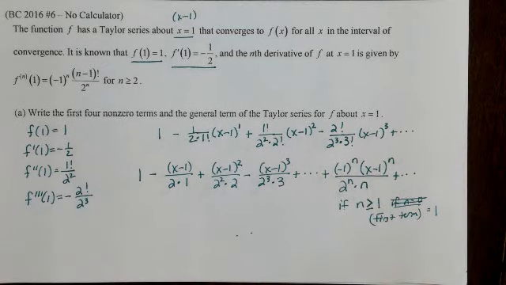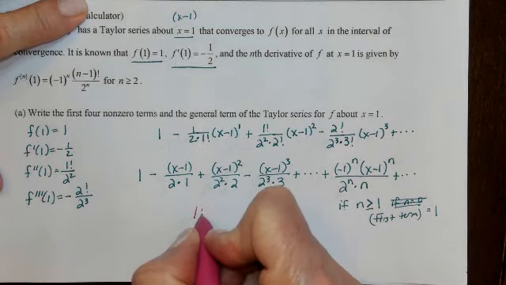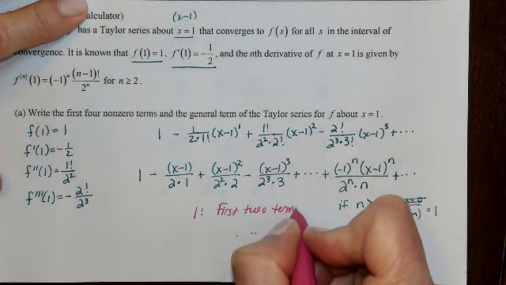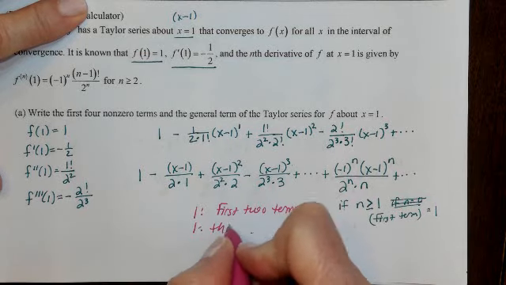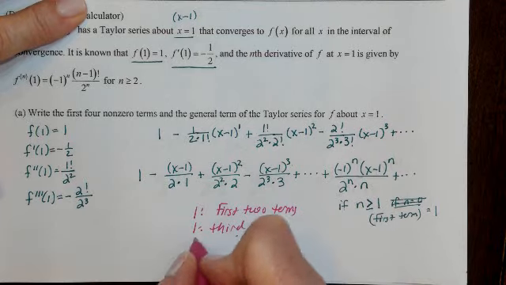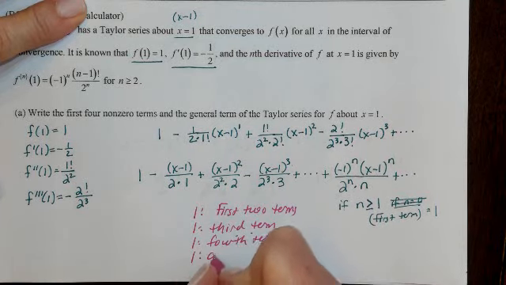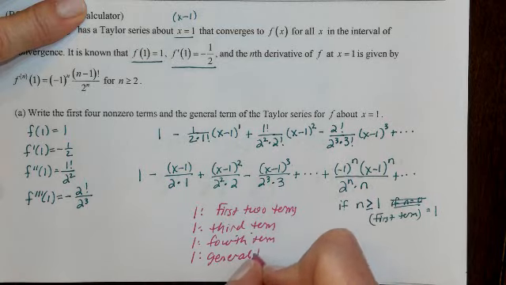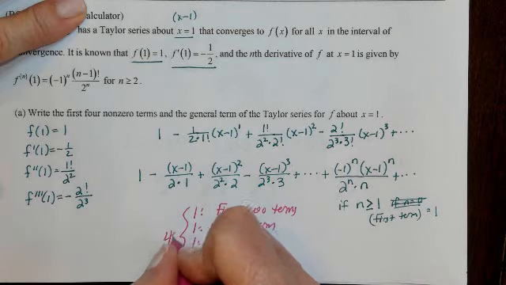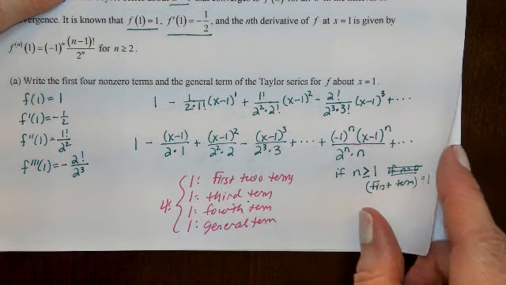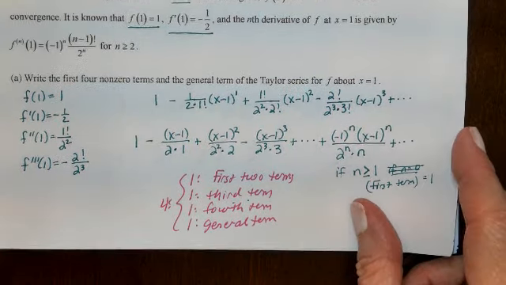So that was that. The way they scored this was they gave 1 point for the first 2 terms. They gave 1 point for the third term. They gave 1 point for the fourth term. And they gave 1 point for the general term. So 4 points was a lot for that little problem, I thought. Okay? So clearly they think that it's kind of important.